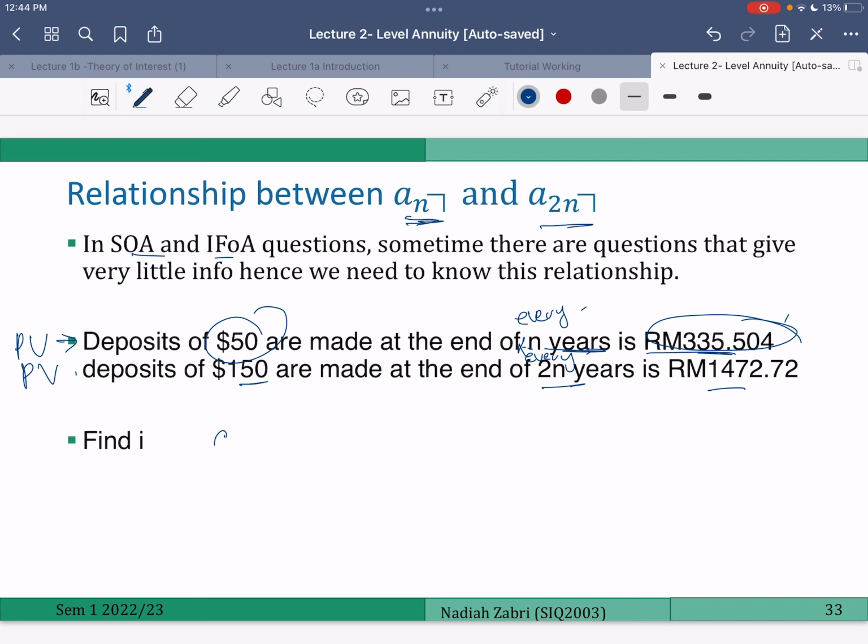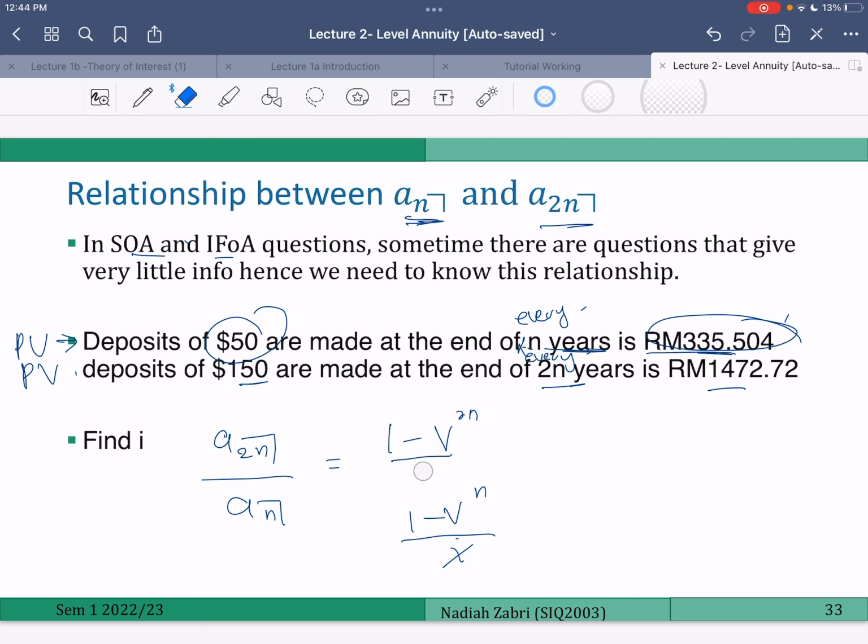So A angle 2N over A angle N is equal to, if you remember the formula, 1 minus V to the power of 2N over I. And for A angle N, it is 1 minus V to the power N over I. So because both are over I, we cancel, and then we are left with just 1 minus V to the power of 2N over 1 minus V to the power of N.